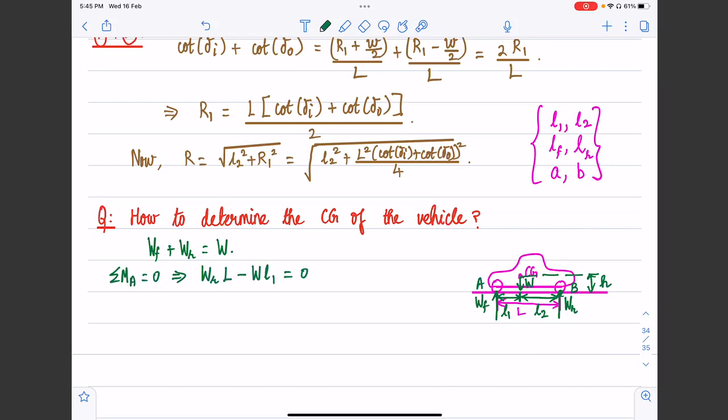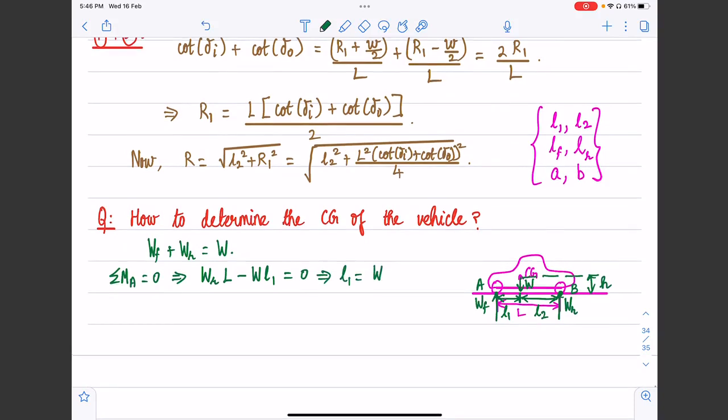If you take moments, there are only 3 forces, right? WF, WR, and W. When I take moments about point A, the moment of WF vanishes, right? So I get WR times capital L minus W times L1 equal to 0. If you simplify this, L1 will become equal to WR by W times L. I'm writing it carefully. Okay, so we can get this, right? We know the wheelbase, we are able to measure WR, so we get L1, right?